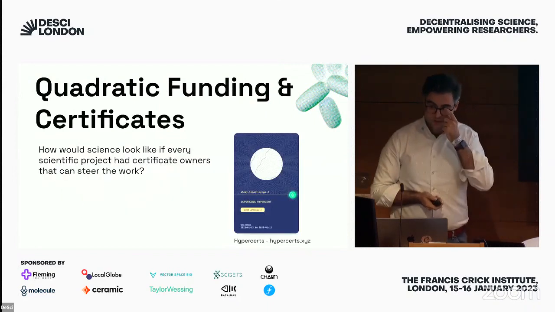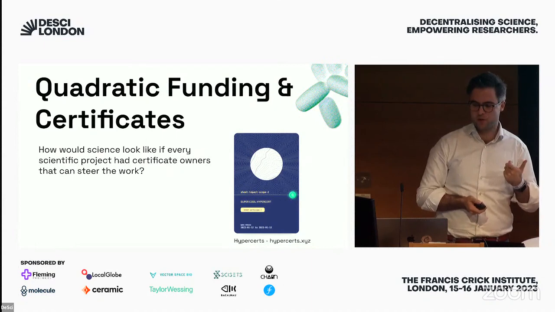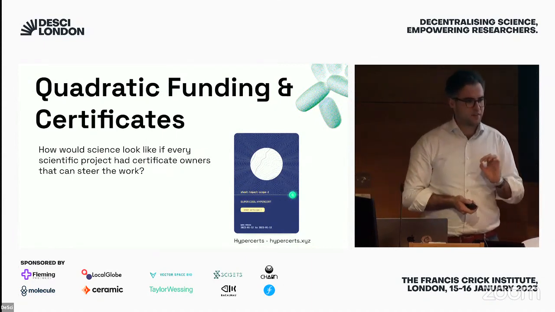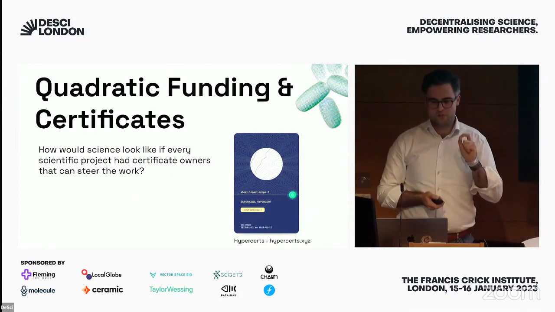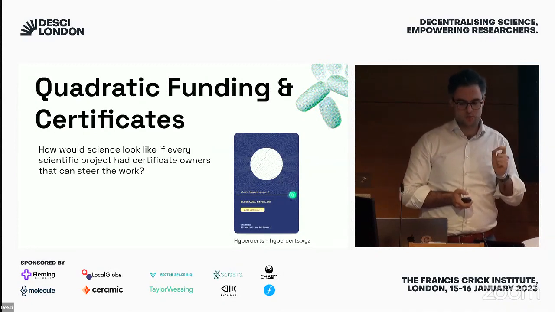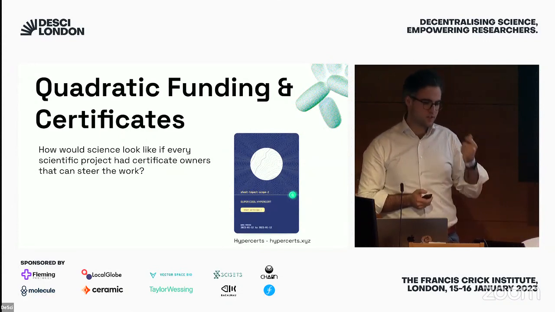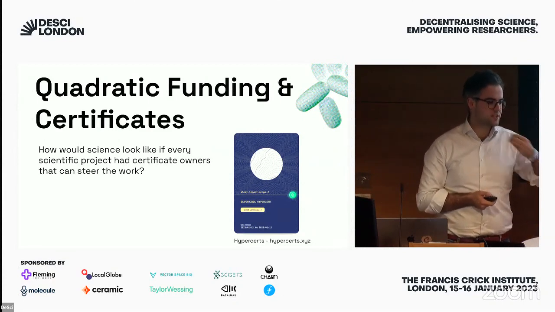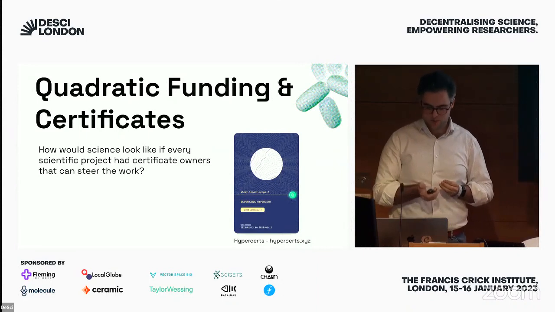Because not only is quadratic funding super useful, but when you tie that up with certificates, be they hypercerts or IP NFTs, I think you have a really interesting match. So what if every science project had certificate owners that can steer the work of the project, and basically those certificate owners, they would earn that certificate when they would participate in this funding round. I think there's some really interesting second order effects.